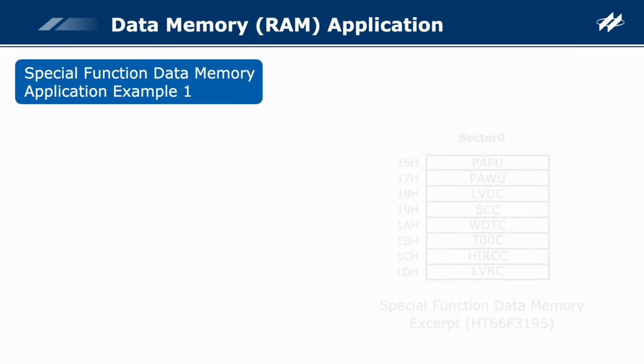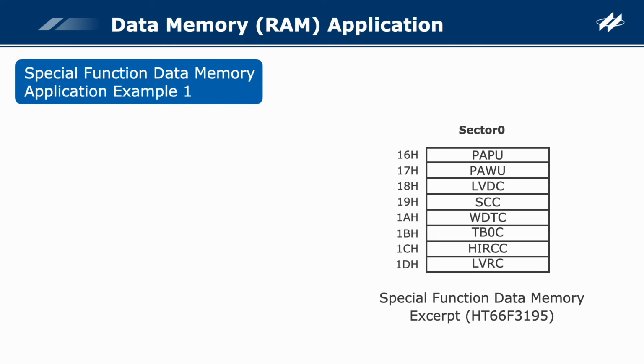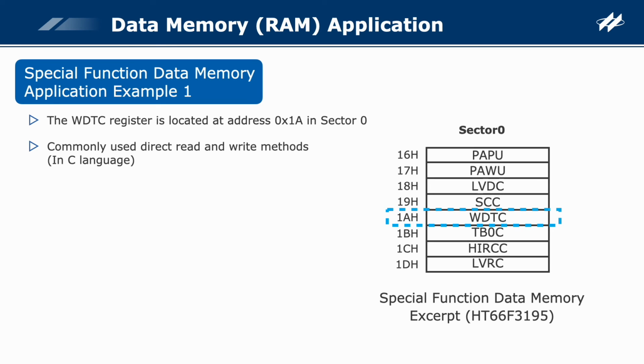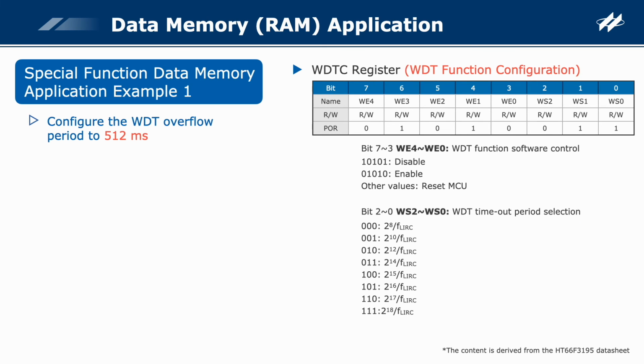Next, let's learn about the special function data memory application example 1. Configuring the WDTC register, which is located at address hex 1A in sector 0, is commonly done by direct read and write methods. Taking the HT66F3195 as an example, how to set the watchdog timer's overflow period to 512 milliseconds.